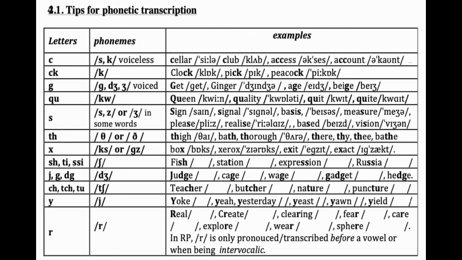R, it's pronounced as R, but sometimes it is not pronounced when it falls after a vowel in British accent. When it is between two vowels, it is pronounced, or when it is at the beginning of the word, like in real, create, clearing, fear, care, explore, wear, sphere. In RP, R is only pronounced and transcribed before a vowel or when being intervocalic, that is between two vowels.